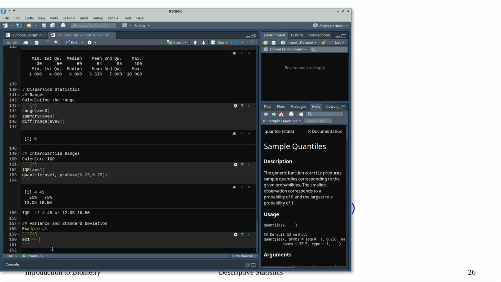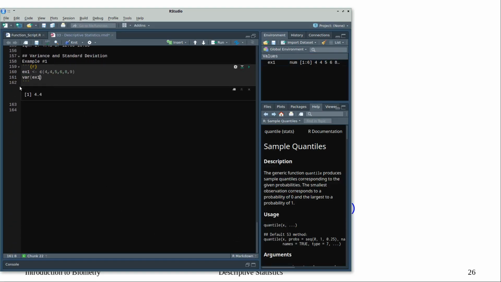So I'm going to create my vector, ex1, where I input our 6 data points. So 4, 4, 5, 6, 8, and 9. This is exactly what we had in our example. Then if I want to calculate the variance, all that I need to do is issue the var command. And when I run the chunk, I get 4.4, which is exactly what we calculated.